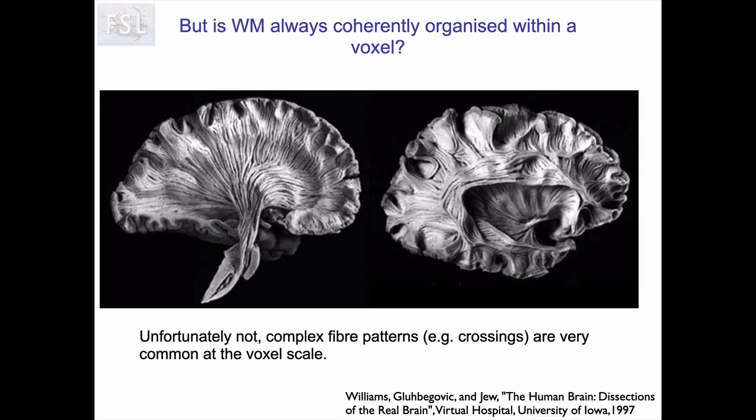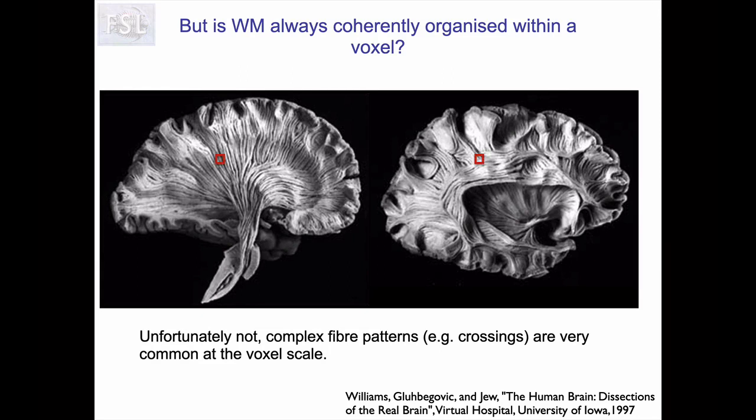The main limitation is that the diffusion tensor can estimate in every voxel at most only one fiber orientation, which is because it only has one first eigenvector of the diffusion tensor, this preferred direction of diffusion.